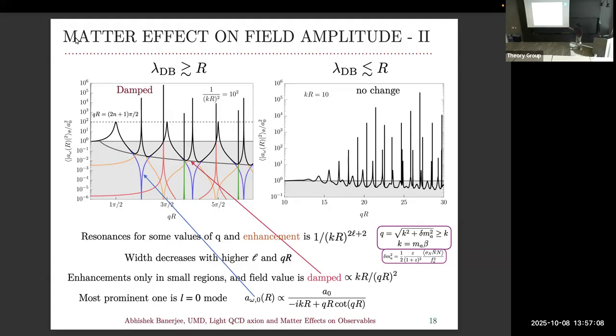So what happens? Let's take one mode for your question. For example, let's say the L equals 0 mode. For the L equals 0 mode, the mode function looks like this: A0 over minus 1 IKR plus QR cotangent QR. As you can see from here, for cotangent QR, for QR to be pi over 2, this term goes to 0. So my amplitude is A0 over KR, and my KR is small. So this is the enhancement that you see for the resonance. Exactly this is what is happening.